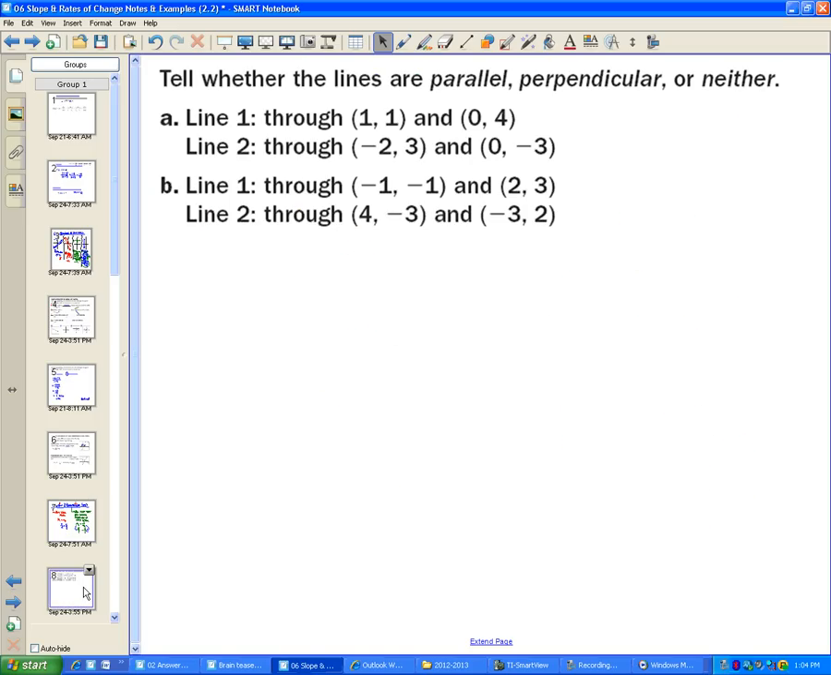So let's try something. Like I did earlier, A I'm going to do, and B I'm going to leave to you to do for your homework. Well, just a little extra that I'm throwing at you. Let's try the first one, letter A. Tell whether the lines are parallel, perpendicular, or neither. Neither means their slopes are neither the same nor opposite reciprocals. It's just neither. Let's try this. Find my slope: y2 minus y1 over x2 minus x1. 4 minus 1 over 0 minus 1. 4 minus 1, well, that's 3.